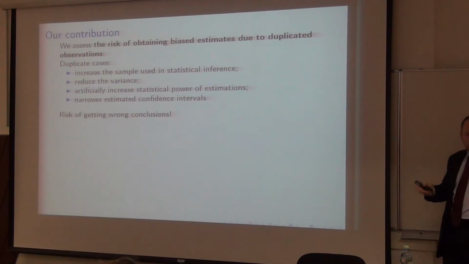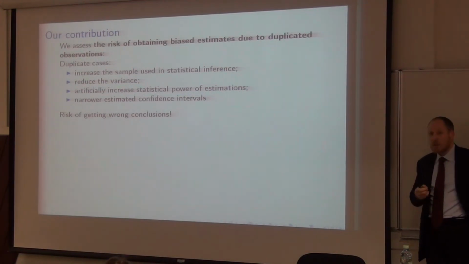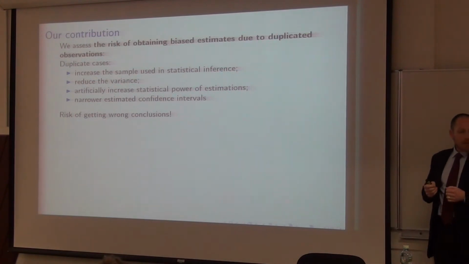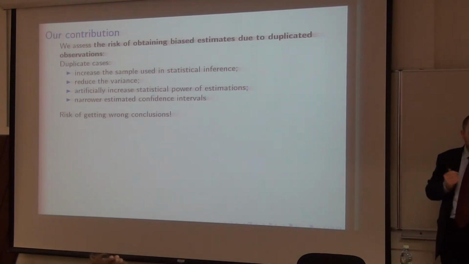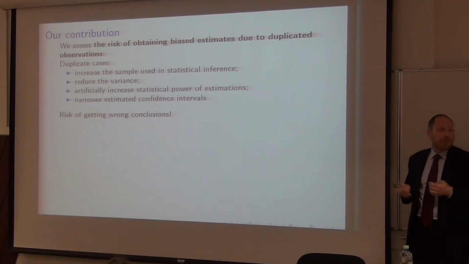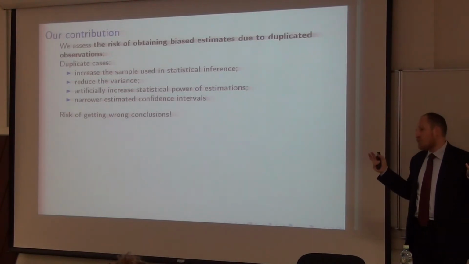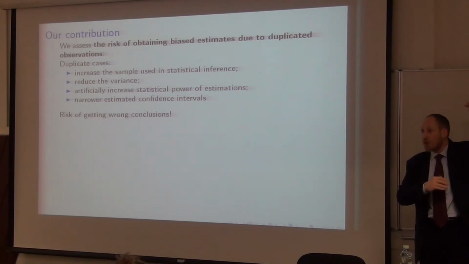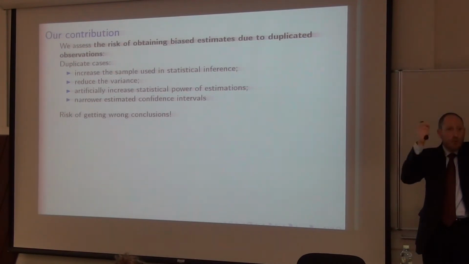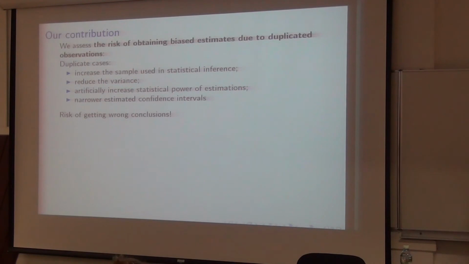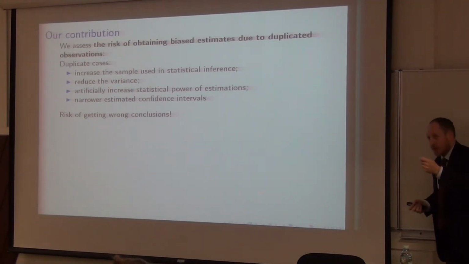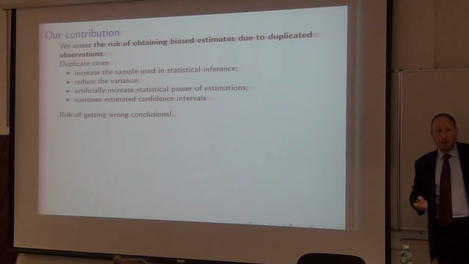Why? Because duplicated data increase the sample used in statistical inference. Simply, they substitute two cases. They reduce the variance, because of course if you have duplicated observations, you basically reduce the variance. They artificially increase the statistical power of estimation. Get to the extreme where the whole data set is made of the same observation. You are basically hitting 1,000 times the same point, you have perfect prediction, right? And this would lead to narrower estimated confidence intervals, which, if you are mad for policy conclusions as I am, might lead you to wrong policy conclusions.